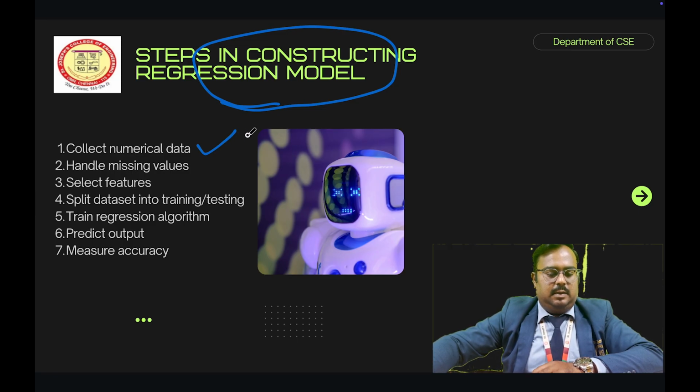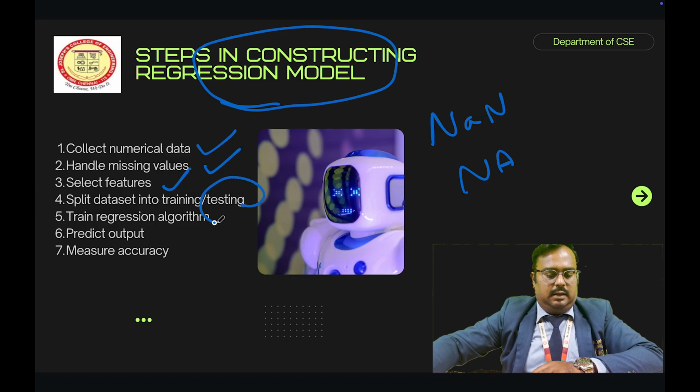So already we discussed the missing values. The representation of a missing value is NaN or NA. So next one is select features. After that we have to split the dataset into two things: one is training and another one is testing, right? After that we have to train the regression algorithm based on this evaluation, and then choose the best algorithm. So next we have to predict the output. Finally we have to measure the accuracy.